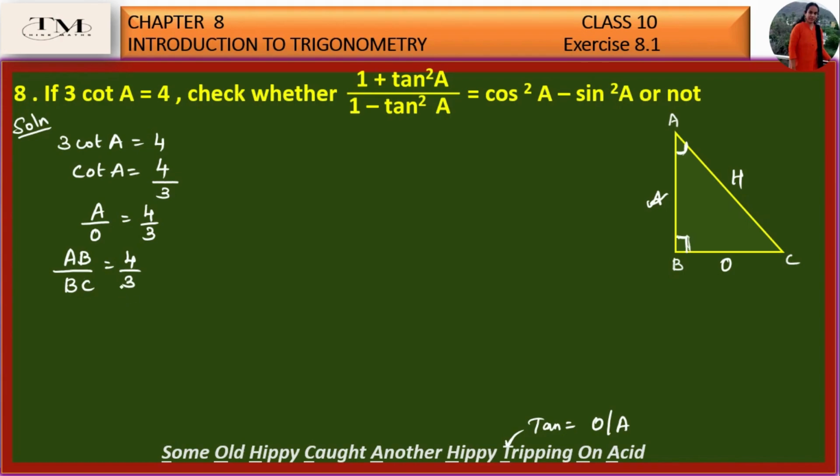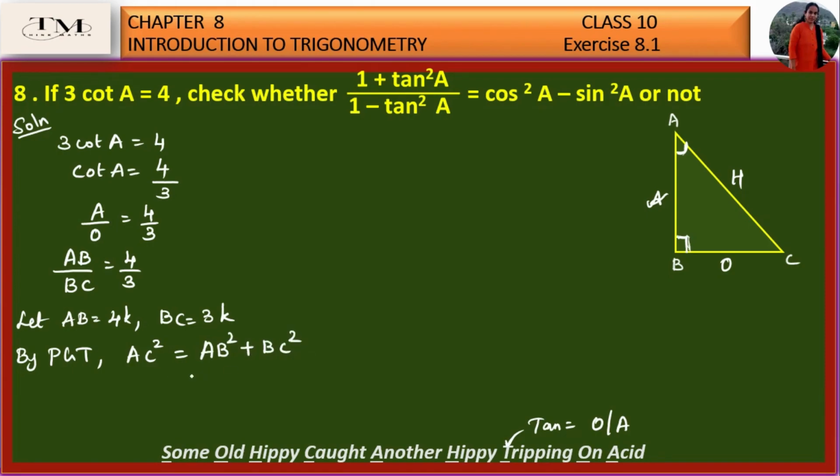So the same procedure. This may be the result after simplification, so they will have a common factor. Let the common factor be K. Then AB will be 4K and BC will be 3K. Now we have to find AC. We can find AC by the Pythagoras theorem. AC square, the hypotenuse square, equals the sum of the squares of the other two sides, AB square plus BC square. AB square is 4K whole square, and BC is 3K whole square.